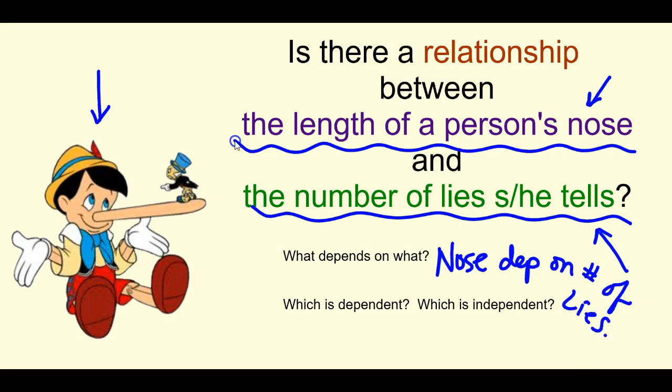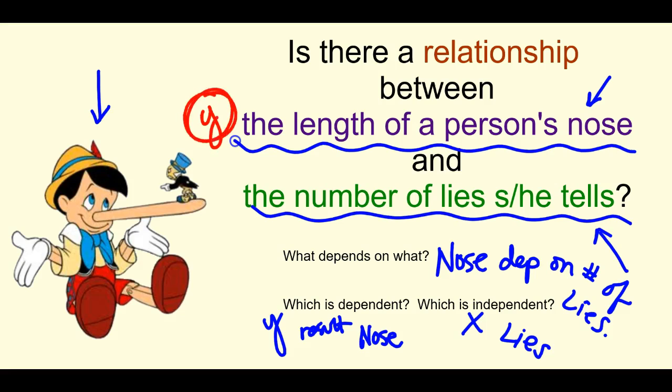Okay, so that means we can determine which is the independent and which is the dependent. The thing in control, the independent variable, is the number of lies he tells. The dependent variable, y, is the result, so that's how long his nose is. Okay, so if I was going to label these, I would say the length of a person's nose would be the result, the y variable, that depends on x, the independent variable, how many lies they tell. So there's a place to write that on your paper.